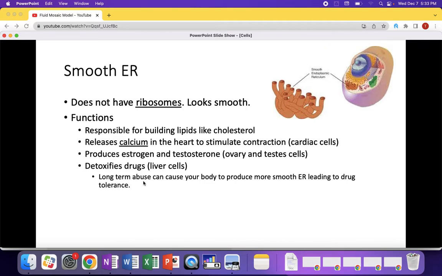And if we did not have the smooth ER to do all of these functions, then we would end up dying from different problems, especially this detoxifying. Long-term abuse can cause your body to produce more smooth ER, leading to drug tolerance. So if you've ever heard of people who end up relying on a specific drug, or they can take more meds or drink more and it does not affect them as much, part of that is because of that smooth ER that exists. Not a problem that you want to have, though.